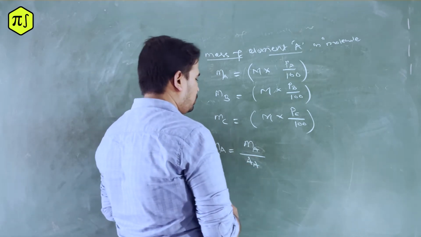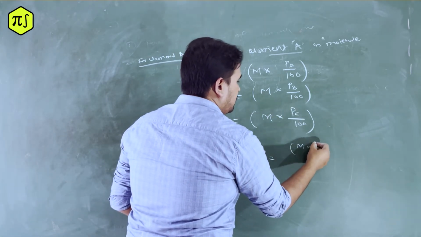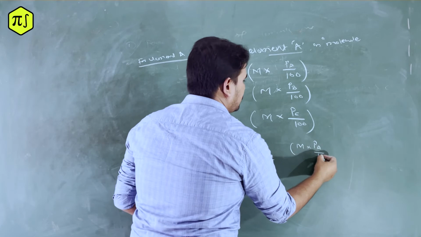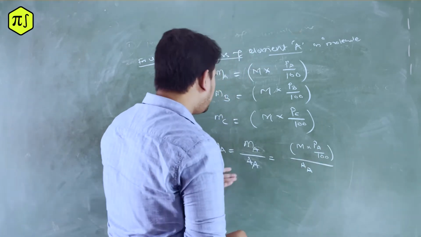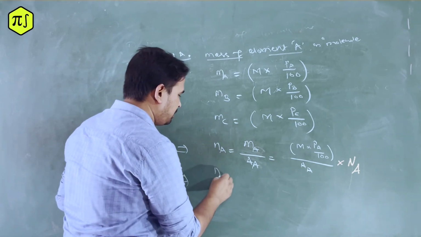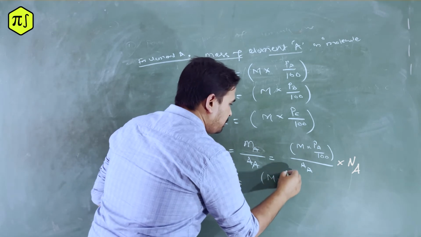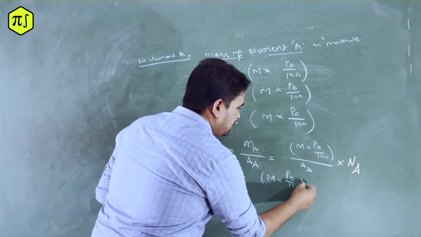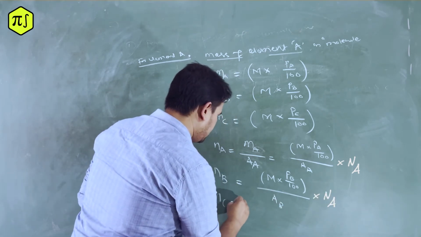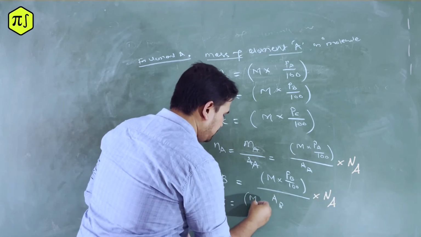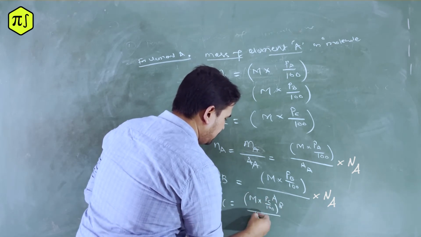So what can we write down here? This will be, guys, M into PA by 100 into A. Similarly, you can write for the others. NB we can write down as M into PB by 100 into AB. Similarly, NC we can write down as M into PC by 100 into AC, guys.